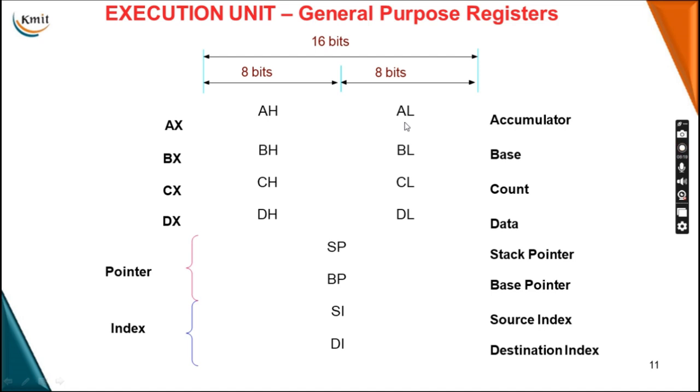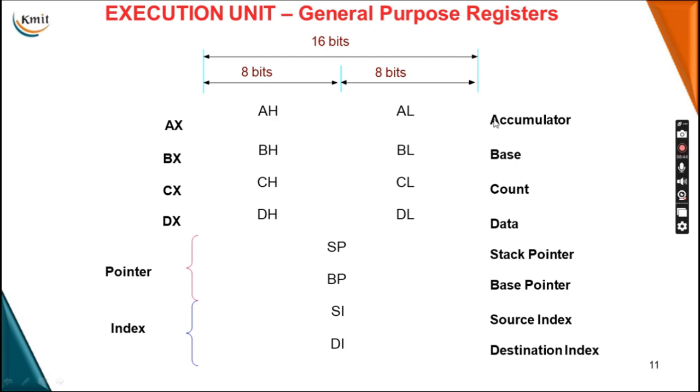Preferably the lower byte comes first, then the higher. Getting a point here? If you want to store a 10-bit value, 8 bits will be stored in your AL and 2 bits will be stored in your AH. Getting a point here? Right. So the lower byte is indicated with L, and the higher byte is indicated with H.